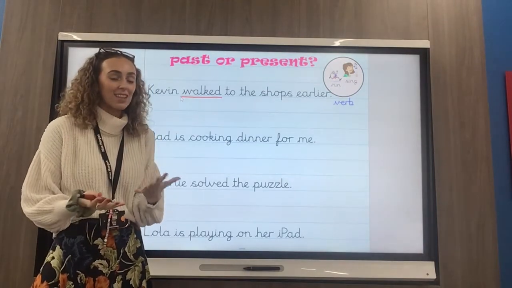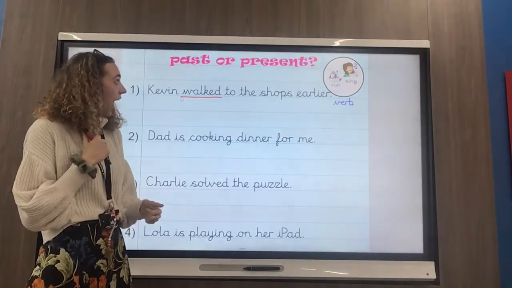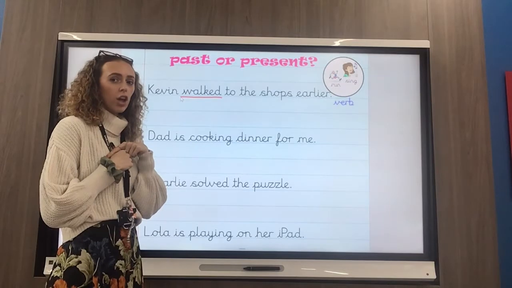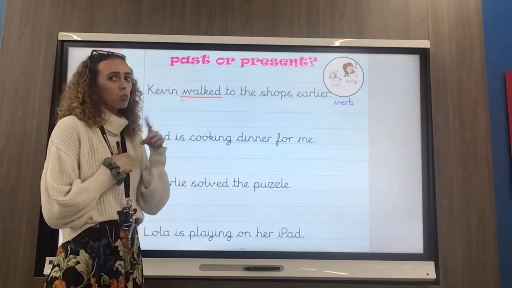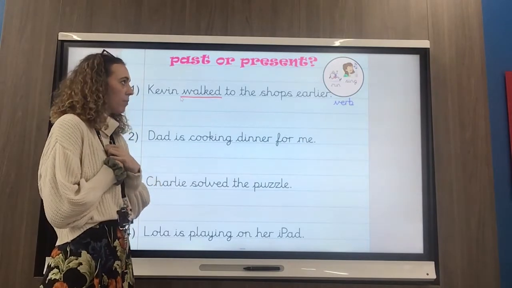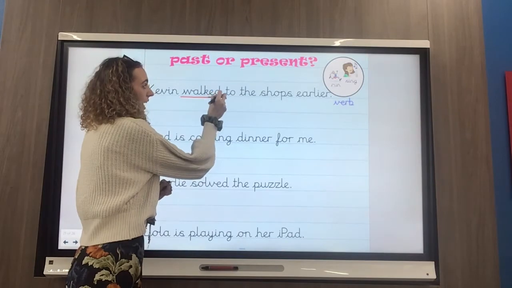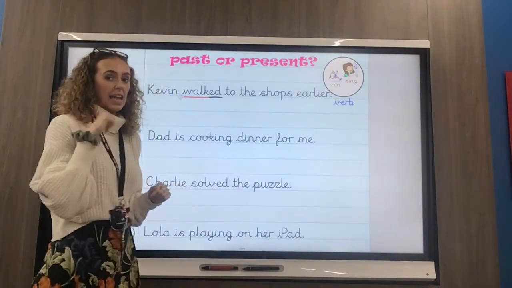That's not the present tense, so what is it? It's the past tense, it's already happened. And I know that by looking at my verb there, walked. Year 3, what do you notice about this word here? What does walked end in, my verb? It ends in ed. And that's usually a big clue to tell you that it has already happened.